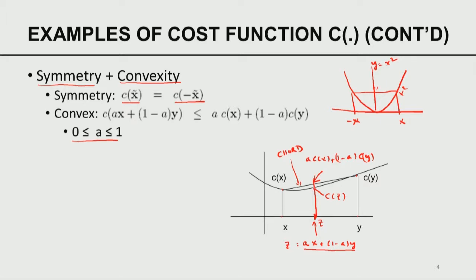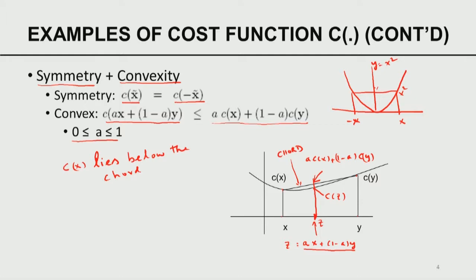So what does this inequality say? It says the value of the function at an intermediary point between x and y is always less than or equal to the value along the chord. That means the function lies below the chord. Such a function is called a convex function. We have already alluded to convexity when we did optimization. I am just trying to reinforce and remind you of some of the properties.